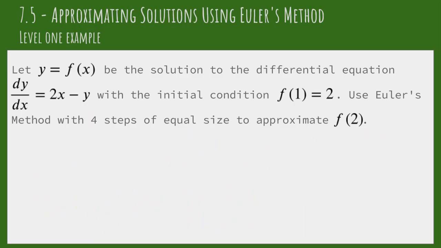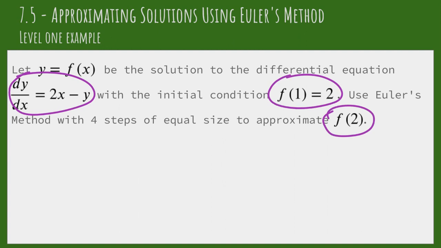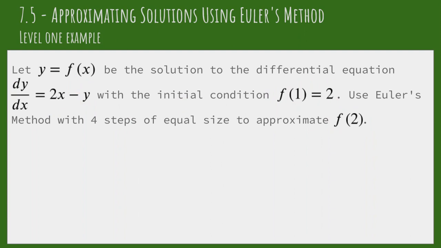Okay, so in the second example, we're actually given the same information: the same differential equation, the same initial condition. We're approximating the same value of the function, but this time we're using 4 steps instead of 2. So we're, in theory, getting a more accurate approximation because we're using smaller steps, and each step is going to have a smaller error, so we should get a better approximation.